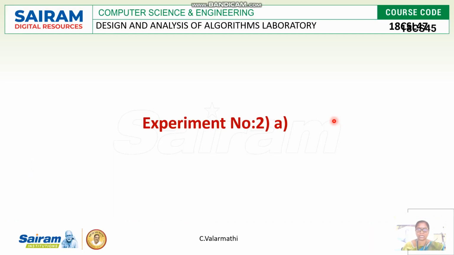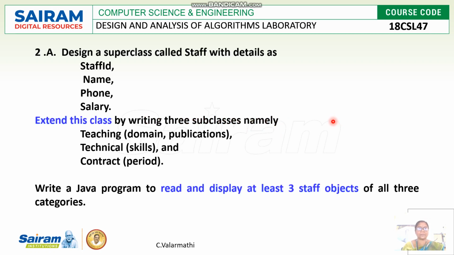The first portion, the 2A subpart, is about categories of three different classes with superclass concepts. It shows the inheritance theory concepts of object-oriented programming systems.